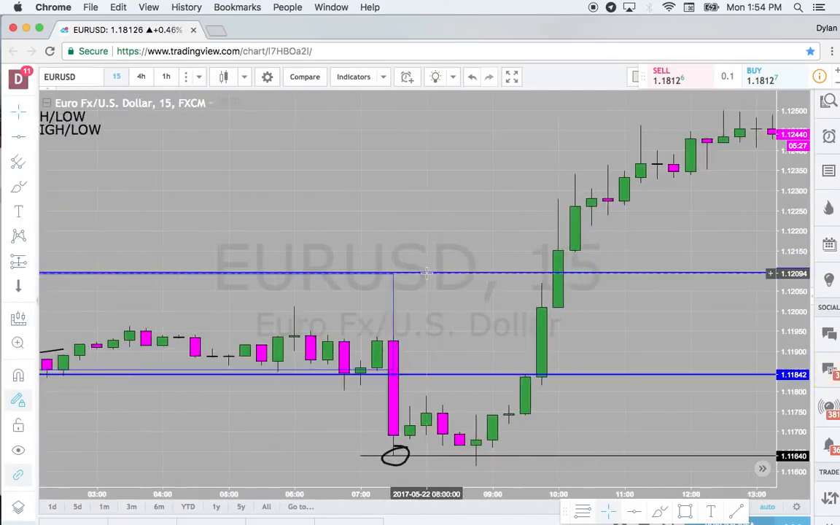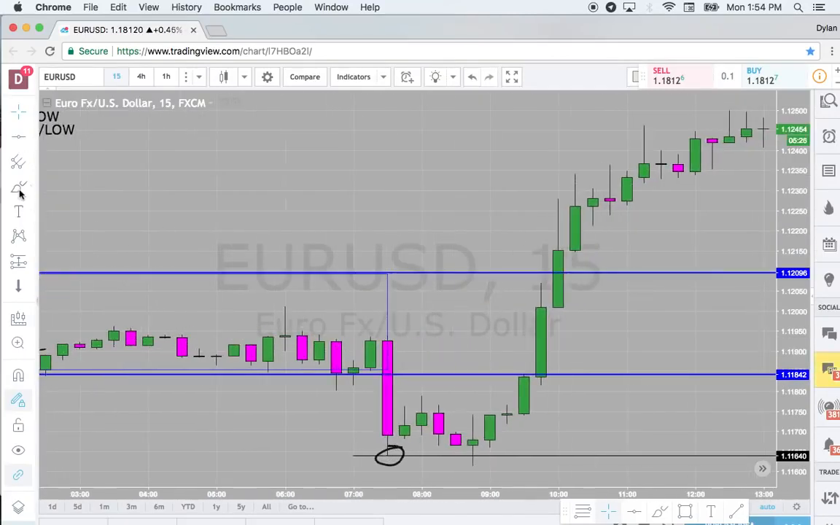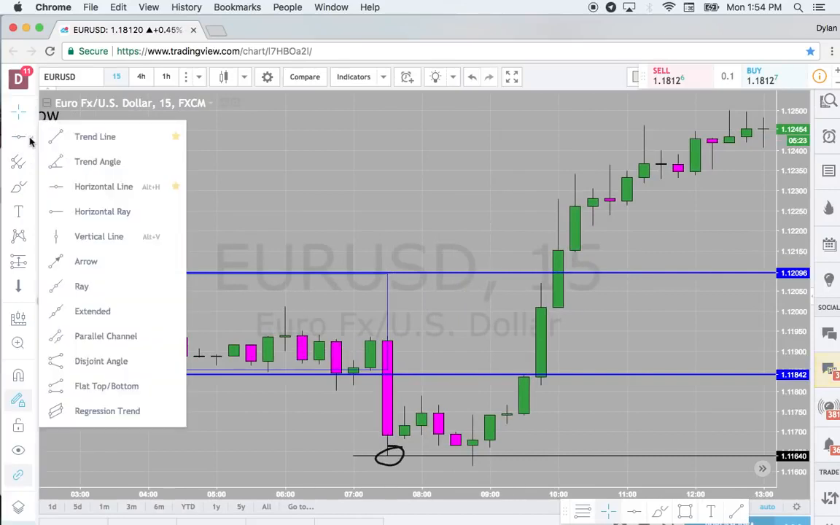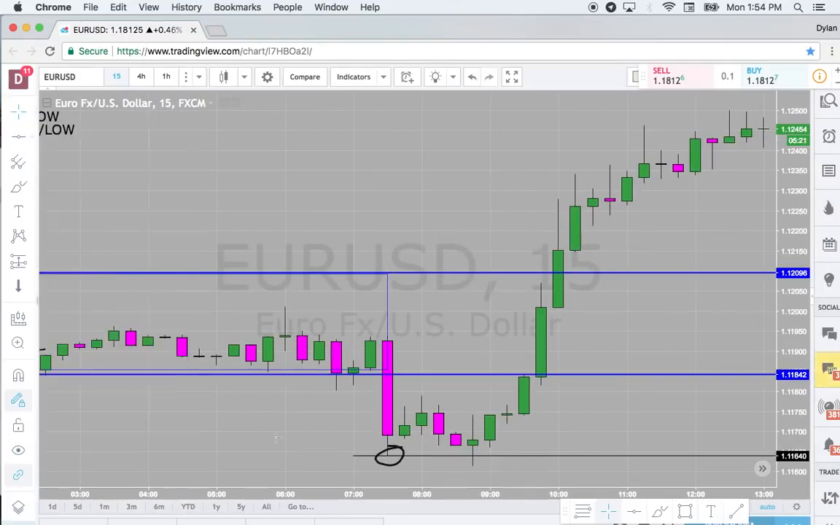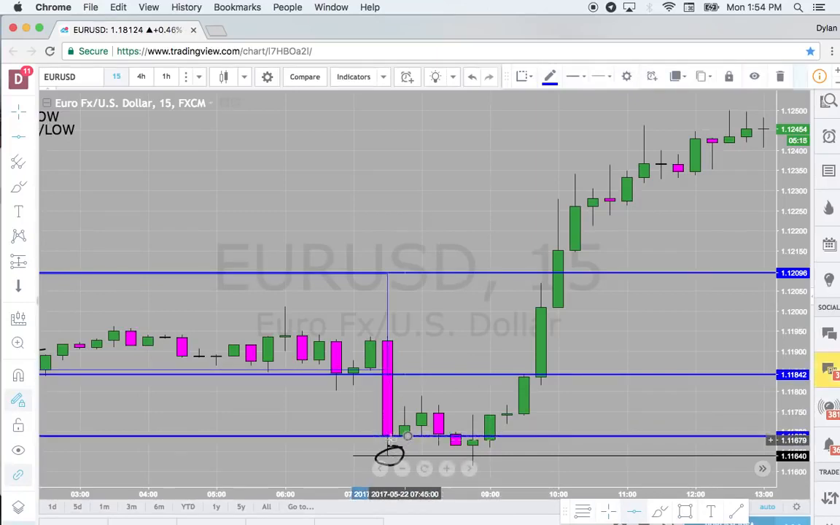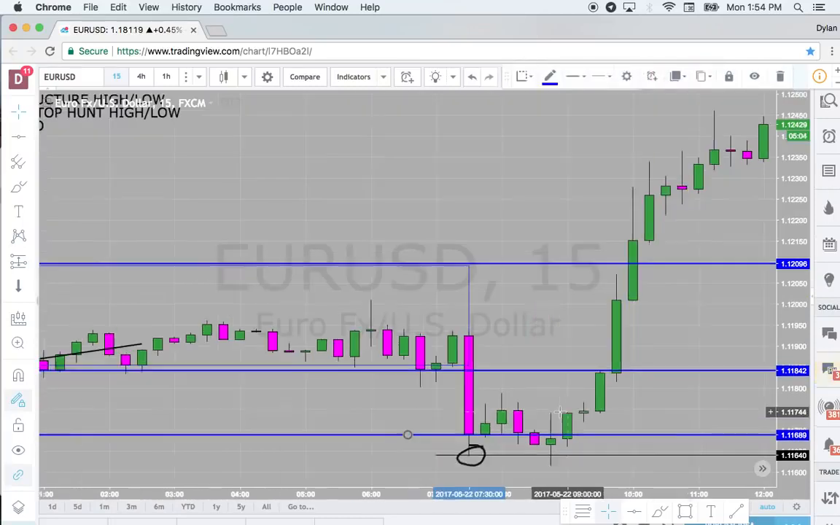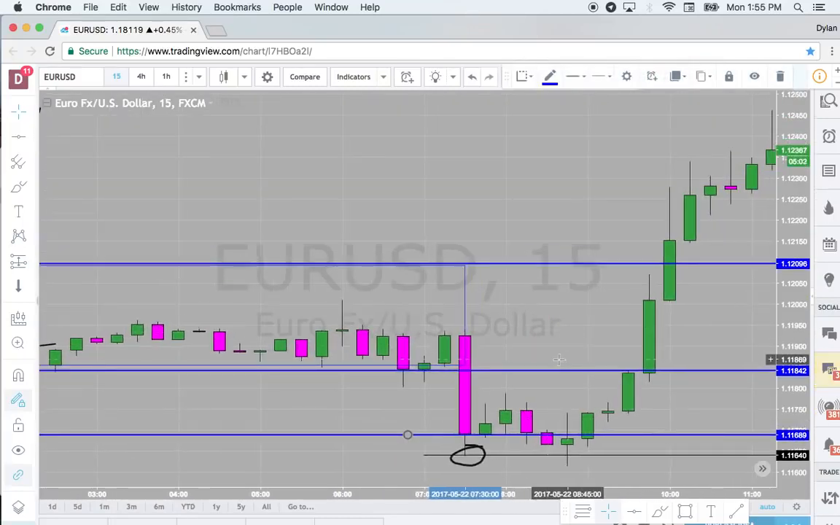Well, what we notice here is, let's say we're using support and resistance. Let's say this is a support line, correct? Price came down and bounced off of this support.